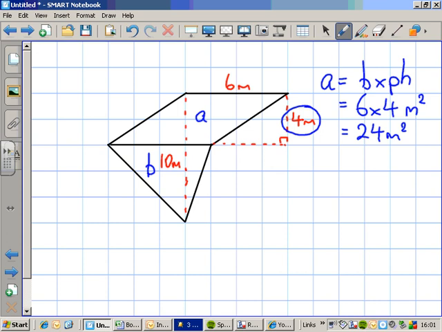And let's find the area for B now. Well, B is a triangle. What's the formula for finding the area of a triangle? Hopefully you're all saying it. It's half of the base times the perpendicular height. So you might be saying, I suppose, it's the base times the perpendicular height divided by 2. It's the same thing, isn't it? We'll do it your way.